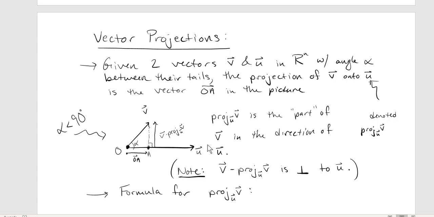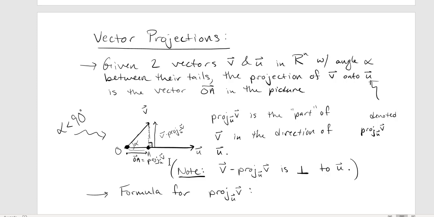And notice this point A that I've stopped at is the point that I would get if I dropped perpendicularly back down from the tip of v to the line containing u. That orthogonality here is important. It makes a right triangle. But wherever that point A lands, the vector from their common tail, v and u's common tail, out to A, that is our projection of v onto u.